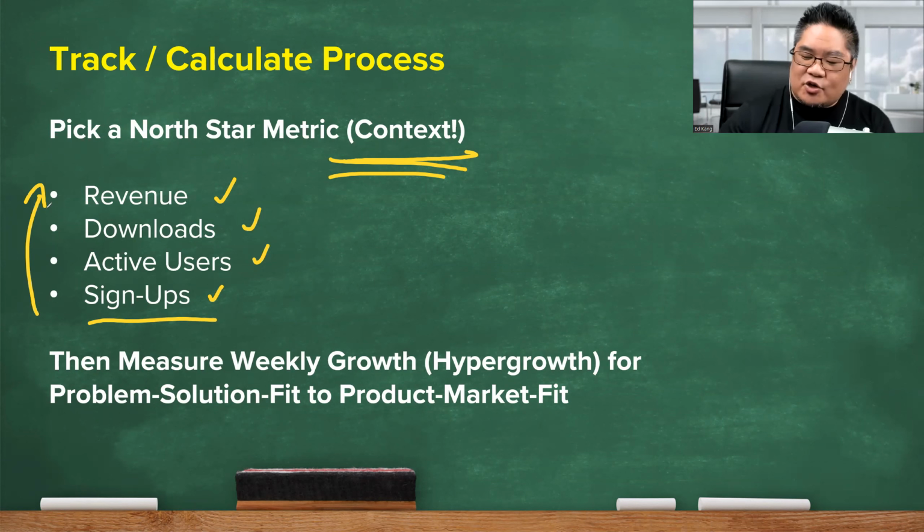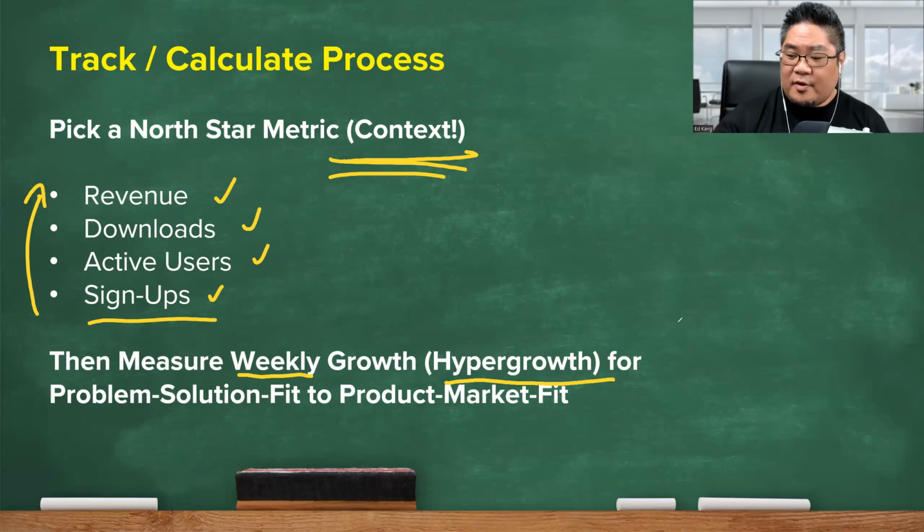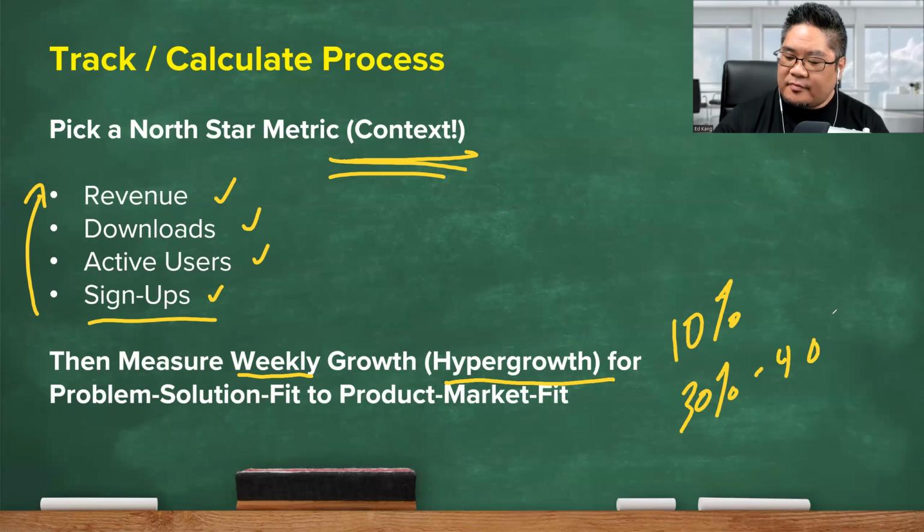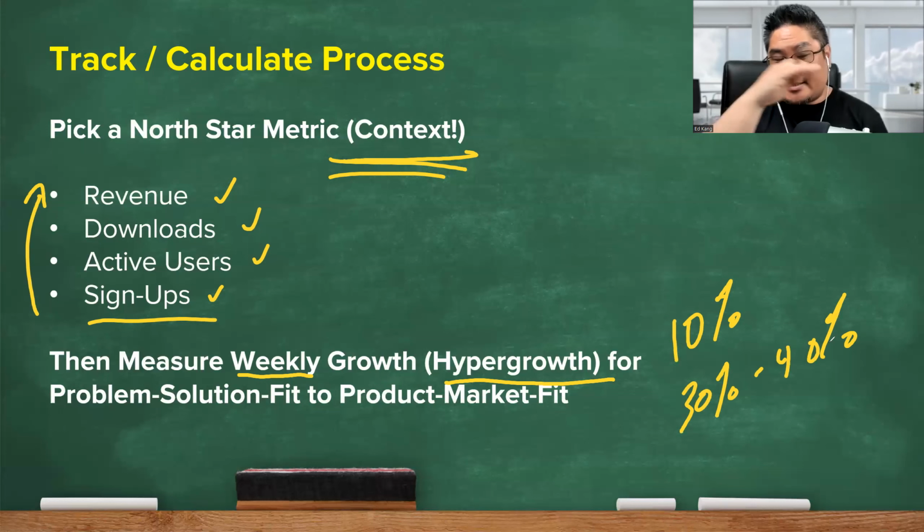Then what you do is you measure the weekly growth, or it's hyper growth. Now, here's the distinction. Startups are known for hyper growth. What does that look like? About 10% a week, 30 to 40% a month. If you are growing at that rate, you've got hyper growth because it gets exponential. That's where your hockey stick growth comes from.